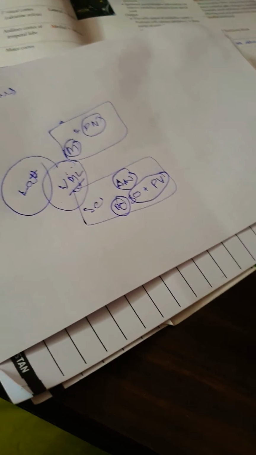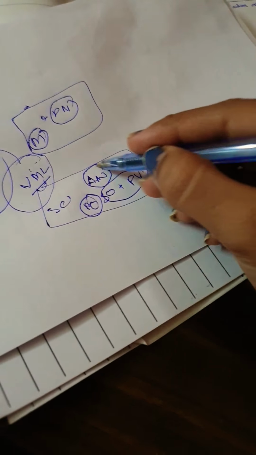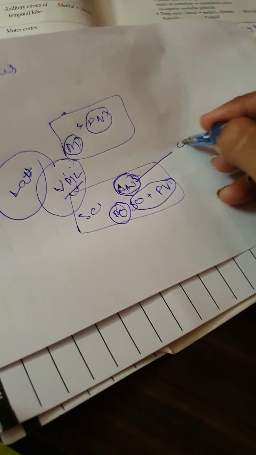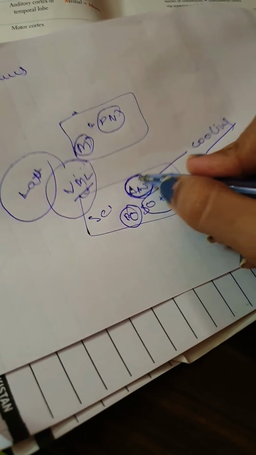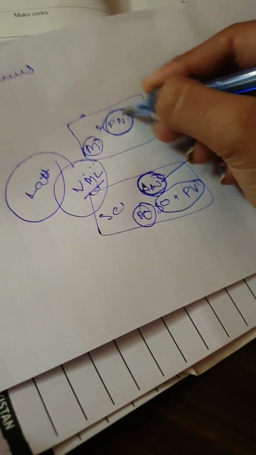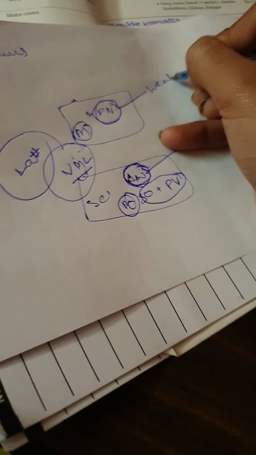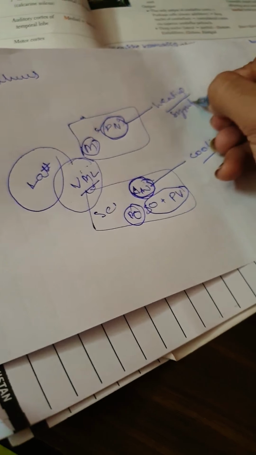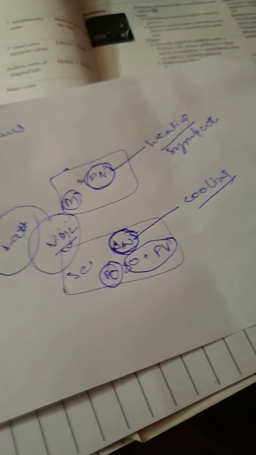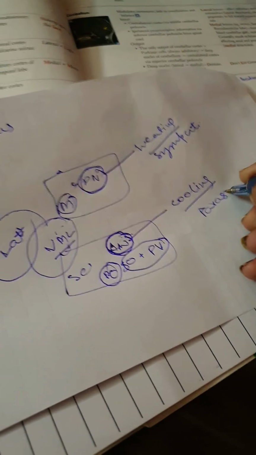So now we will discuss the functions. The anterior nucleus is concerned with cooling, and the posterior is concerned with heating. So the posterior deals with sympathetic stimulus and the anterior deals with parasympathetic stimulus.